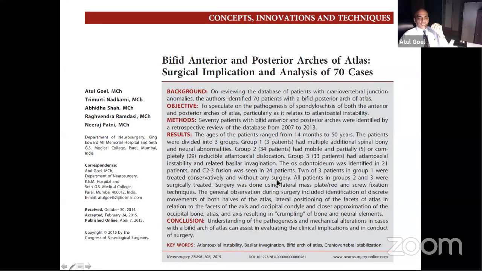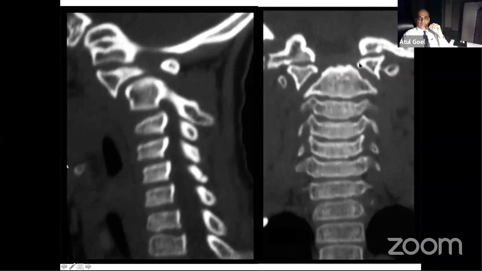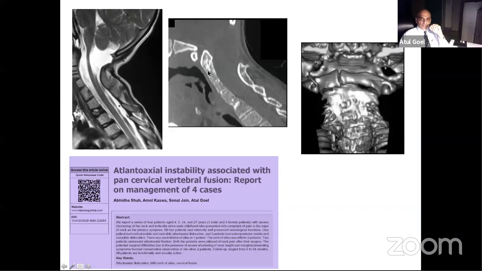This we mentioned in our article. And when there is bifid, it means there is atlantoaxial instability. So there is a lateral dislocation of the facets when there is a bifid arch of atlas. So when there are multiple bone fusions and when there is a bifid atlas, even when there is no compression at the craniovertebral junction, atlantoaxial stabilization is the treatment, and you can give a beautiful new life to these people.